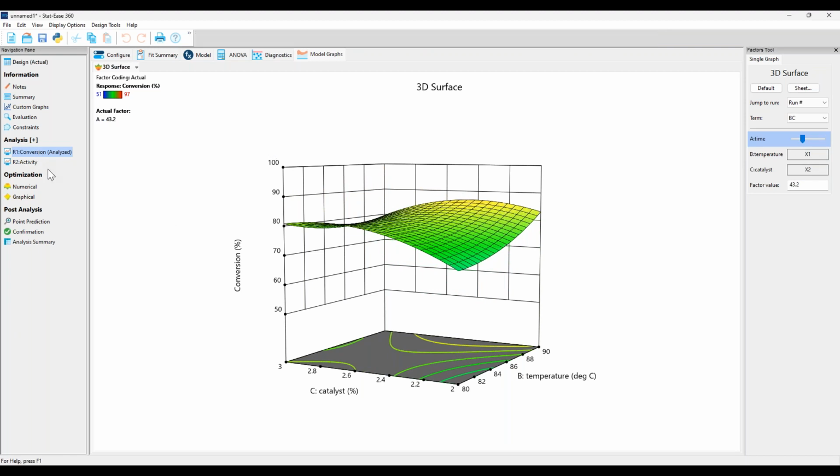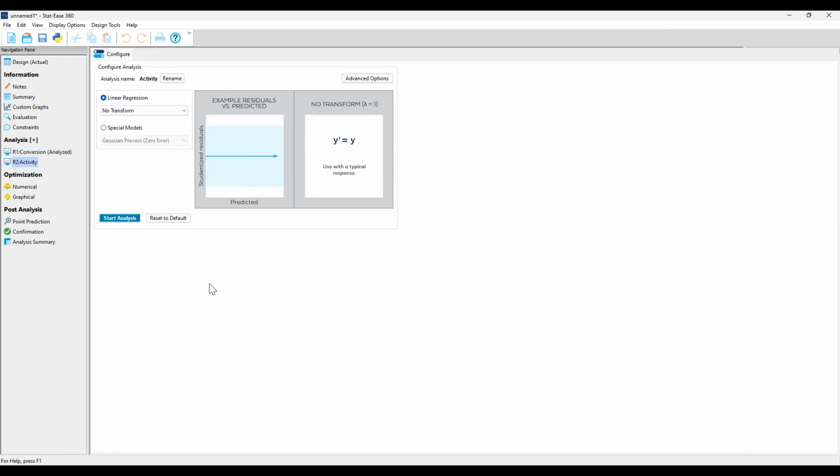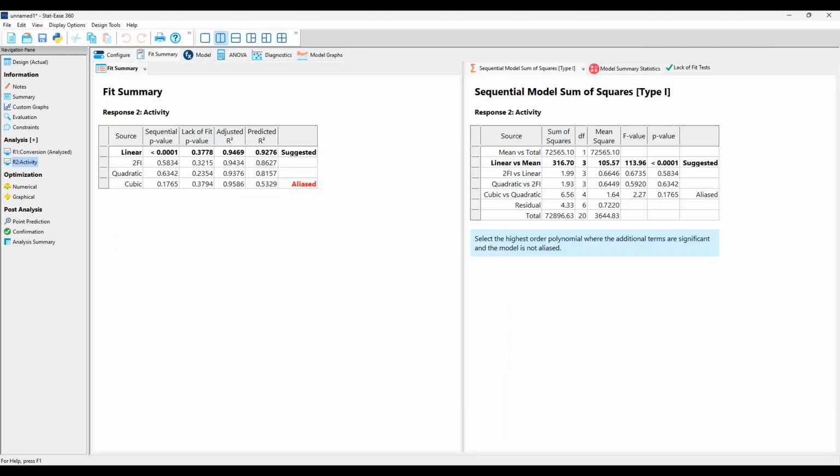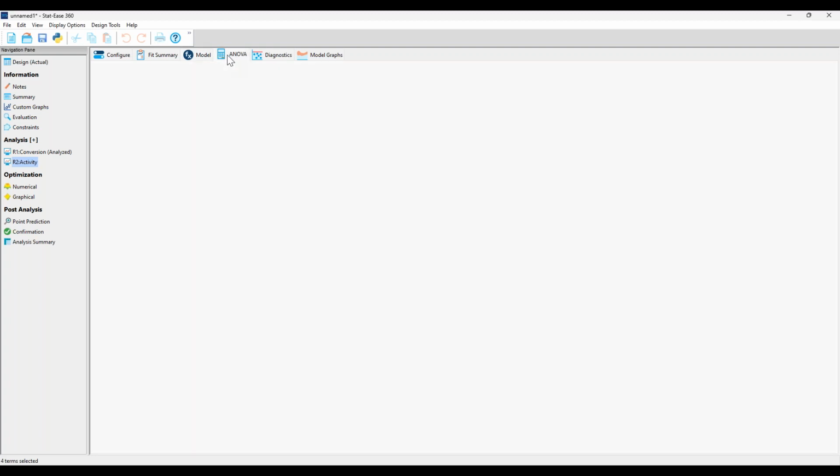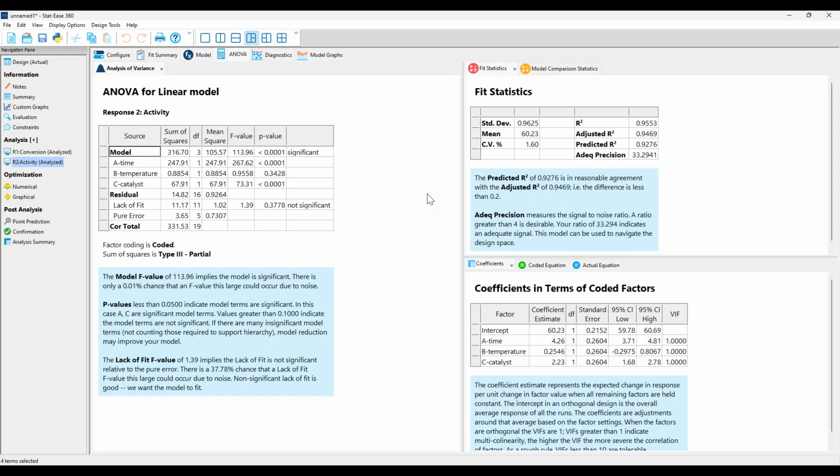All right, so let's take a look at activity. We'll do the same thing. We will start the analysis. This time, a simple linear model is suggested, so it's not complicated at all. I'll look at the model here. We'll look at ANOVA. And this one's interesting, because we have a significant model, not a significant lack of fit, but for temperature the p-value is much, much greater than 0.05.